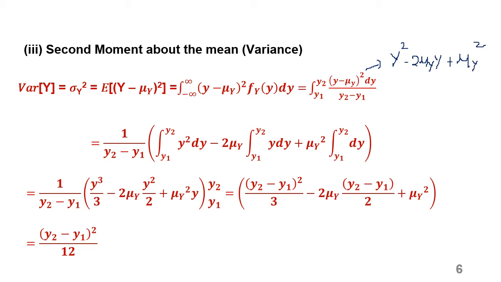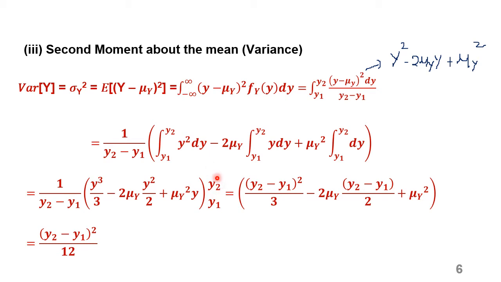Let us substitute this here. We get this as 1 over y2 minus y1, which is a constant term and is taken out. Then each of them are integrated separately here. So when we integrate this, we get the first term as y cube by 3. Second integration gives us y square by 2. Third integration will give us y. So we need to substitute the boundary limits y1 to y2.